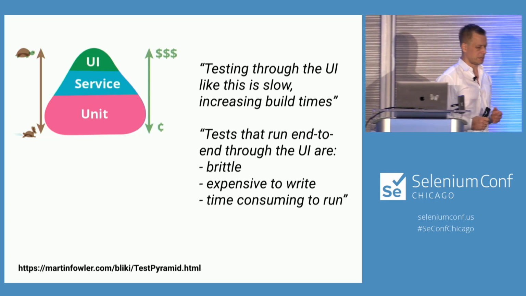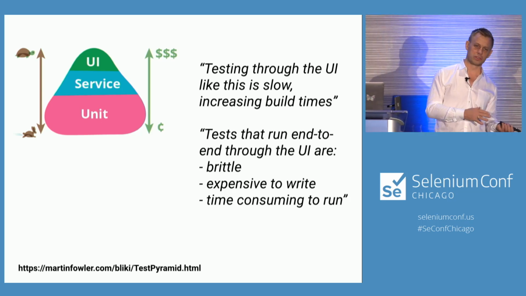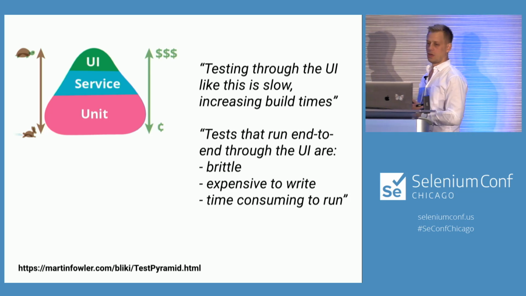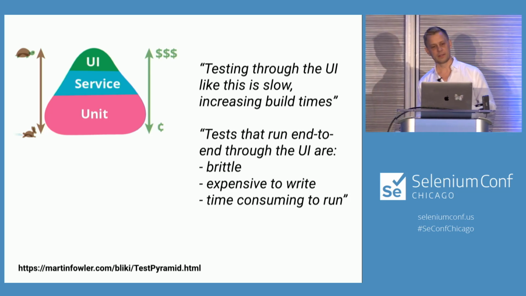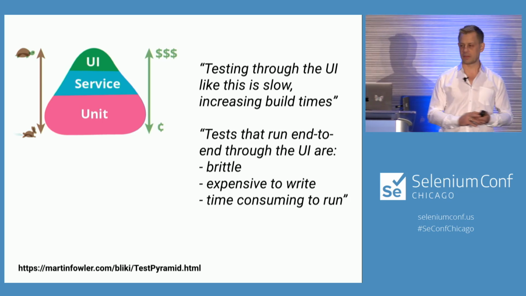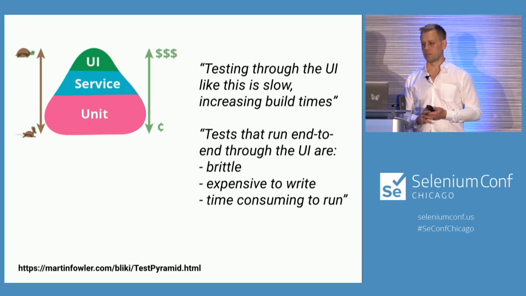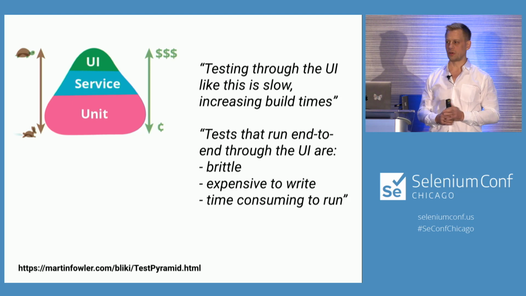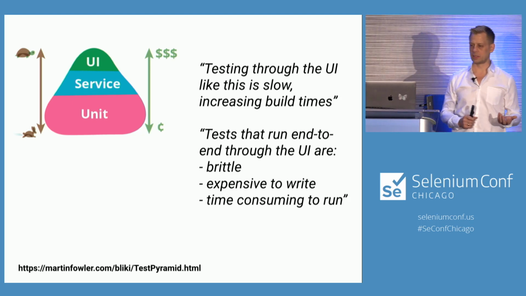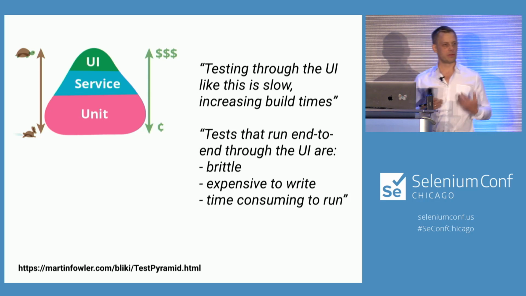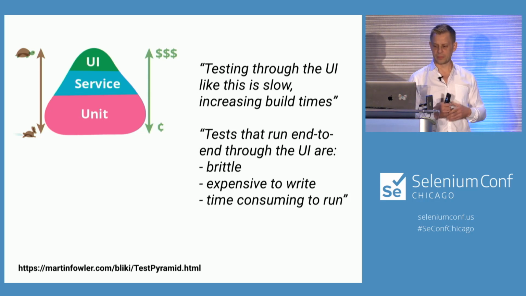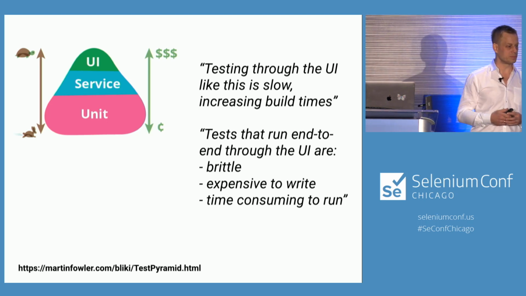The test pyramid basically is a guideline about the proportions of different kinds of tests that you should have in your test suite. So it says you should have loads of unit tests and not quite as many service tests, whatever that means, and then very few UI tests on top. And the reason for this is that testing through the UI is slow. You get slow feedback, and they tend to be brittle and expensive to write and time-consuming to run and so on.